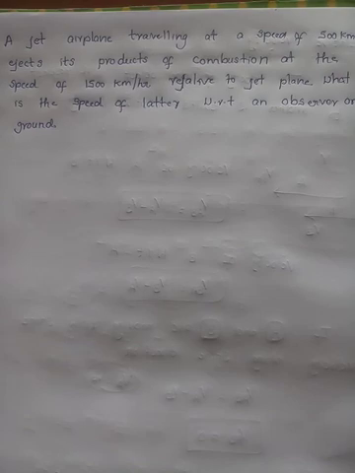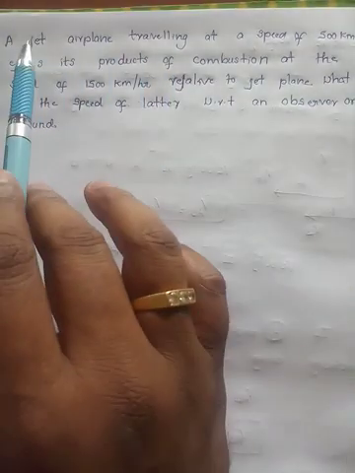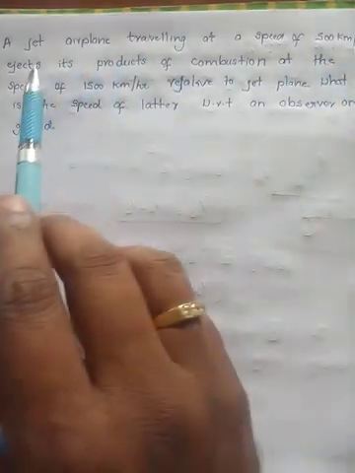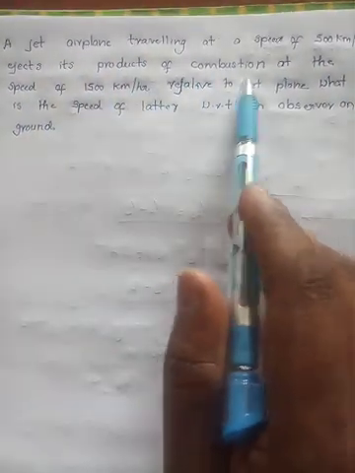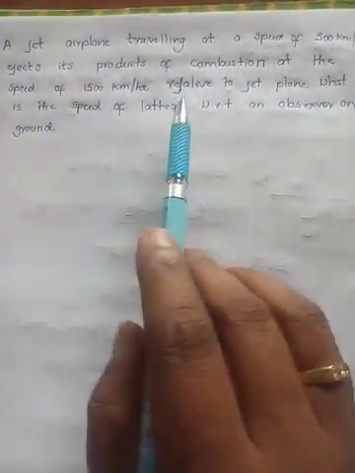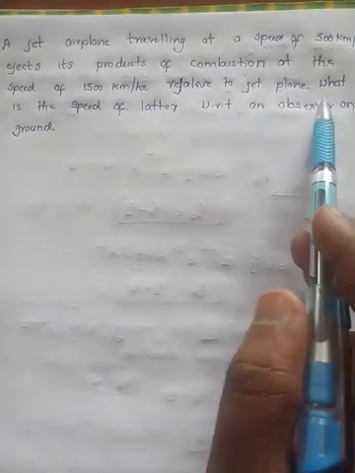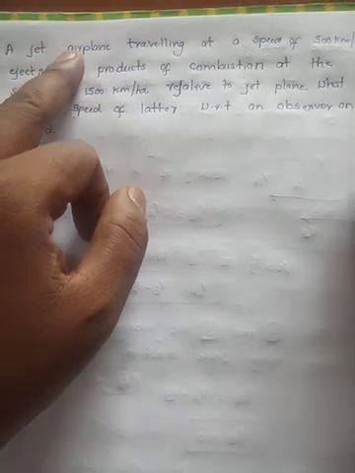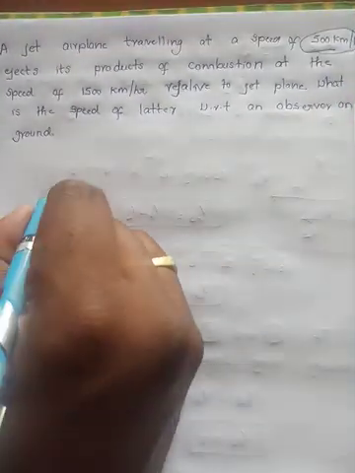Let us solve two questions based on relative velocity, then you can get clarity. The question is: a jet airplane travelling at a speed of 500 km per hour ejects its products of combustion at the speed of 1500 km per hour relative to the plane. What is the speed of the latter with respect to an observer on the ground? They clearly gave that there is a jet plane travelling with a speed of 500 km per hour.